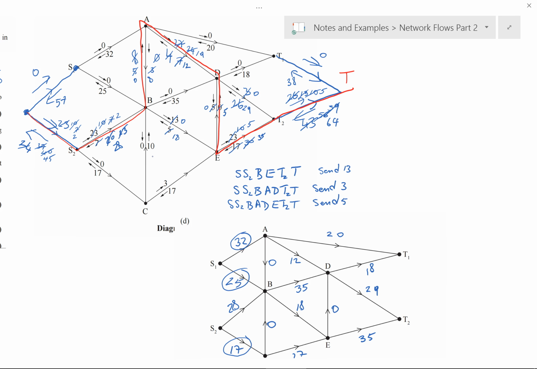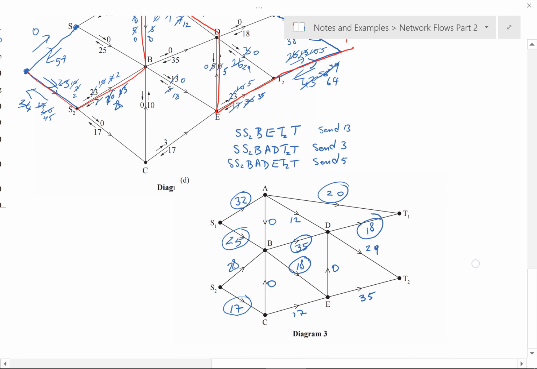So you can just see the number here was 0. It's the number in the opposite direction to the actual arrow here that determines the flow, so that's 0. Any others saturated? We've got 18 is saturated, and we've got 35 is saturated, and we've got 20 is saturated because there's a 0 there. We've also got 18 that's saturated.